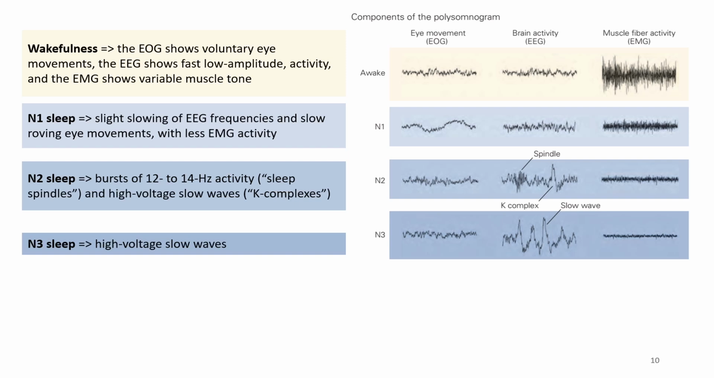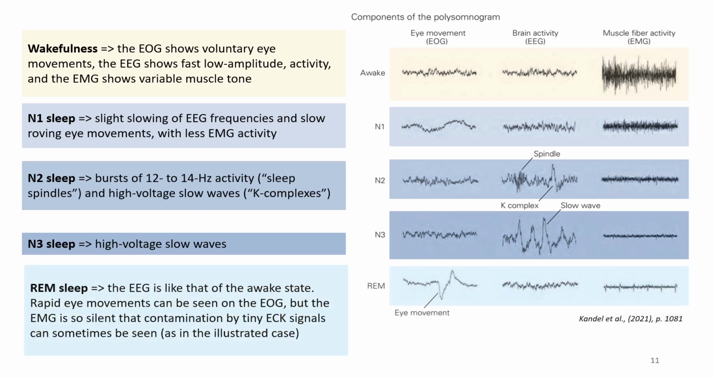During N3, we observe high voltage slow waves. And finally, during REM sleep, we see that the EEG signal looks very similar to that recorded during wakefulness. We observe the rapid eye movements characteristic of this stage, but we also observe very decreased muscle activity.